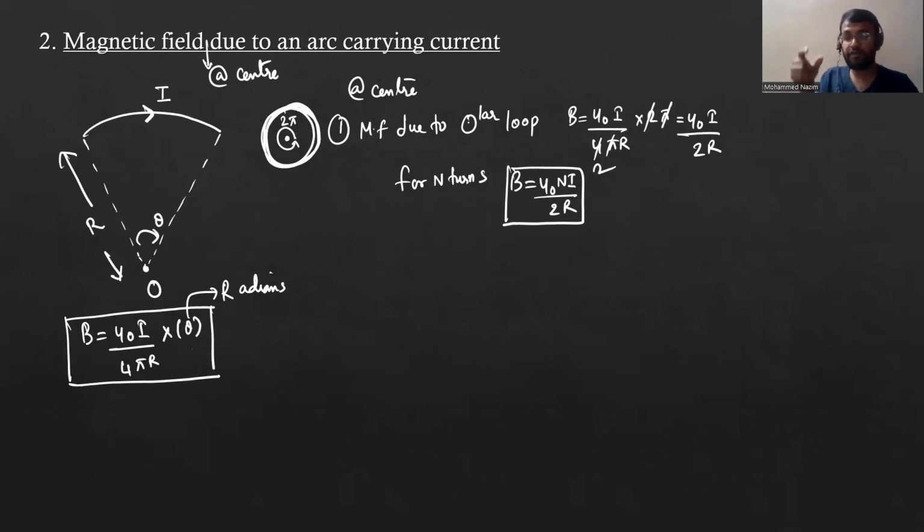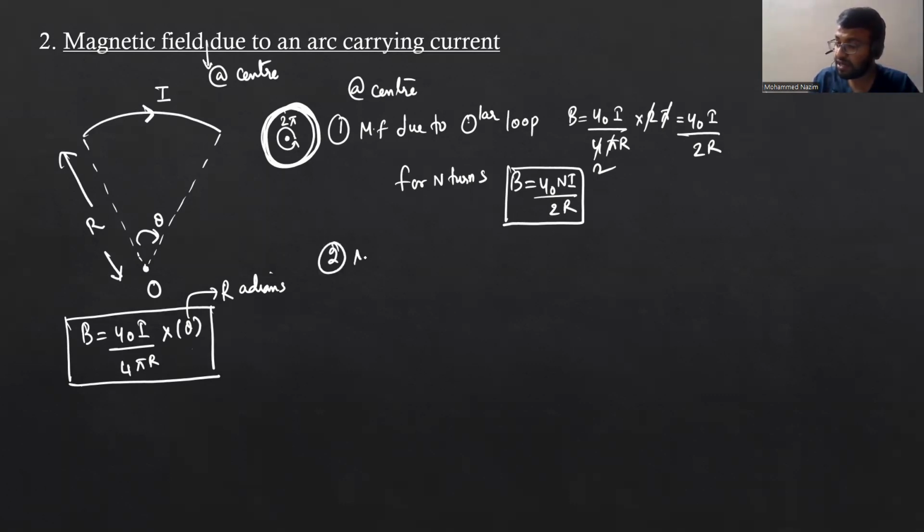I have the general formula for arc, mu naught I by 4 pi R into theta, isn't it? Now, if you want to calculate the magnetic field due to a complete circular loop at the center, the complete circle is going to subtend an angle 2 pi, 360 degree. Put 2 pi, you'll get mu naught I by 2R. And if there are n turns, it is mu naught N I by 2R.